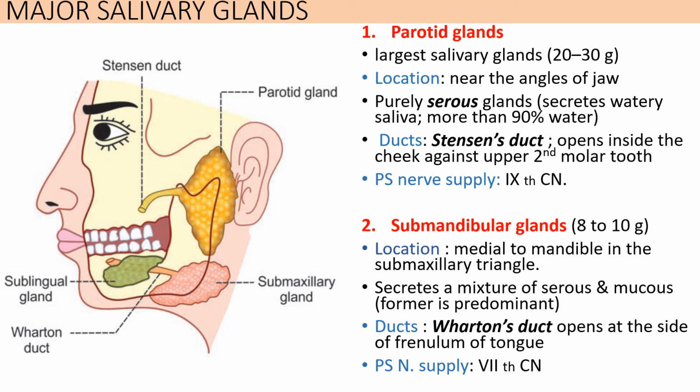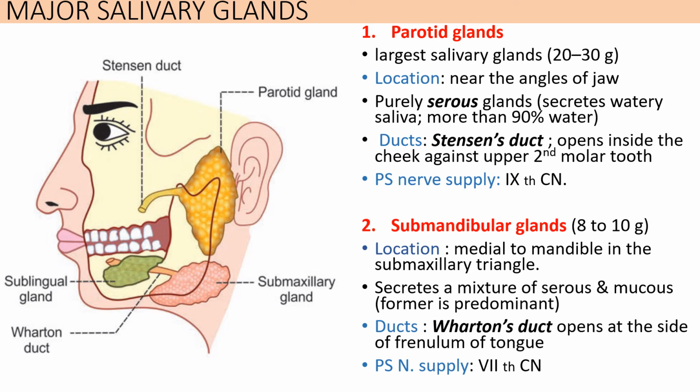Parotid glands. It is the largest salivary gland that weighs around 20 to 30 grams. It is located near the angle of the jaw. The parasympathetic nerve supply of the parotid gland comes from the ninth cranial nerve or the glossopharyngeal nerve. The duct that carries the parotid gland secretions is known as the Stenson's duct, that opens inside the cheek against the upper second molar tooth.